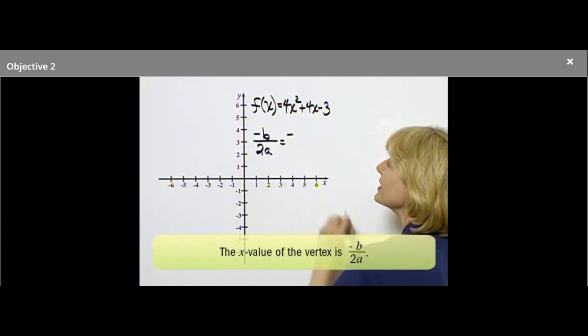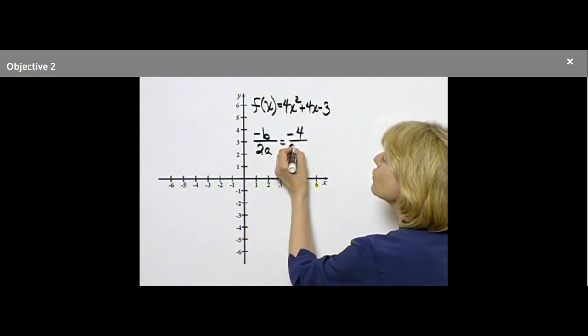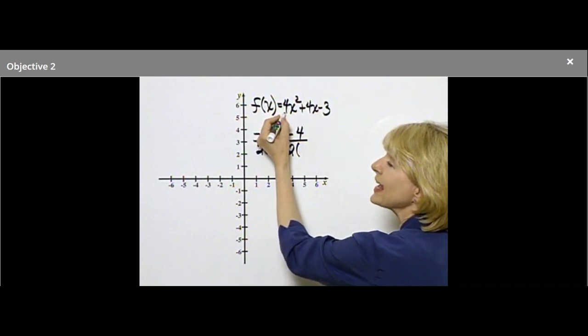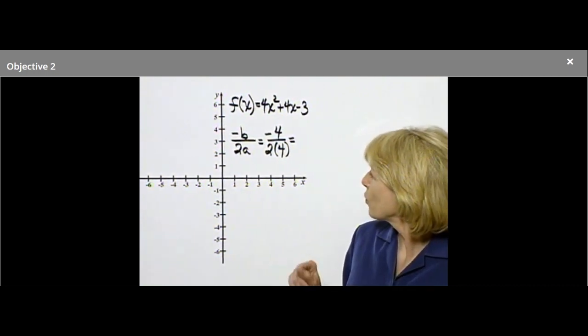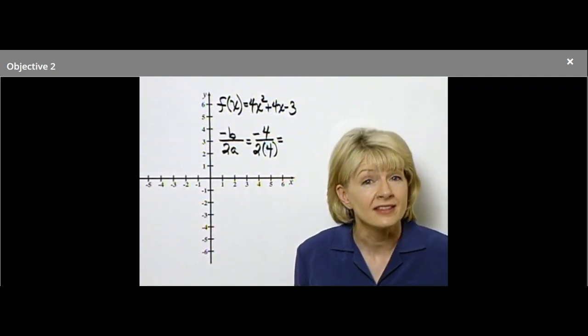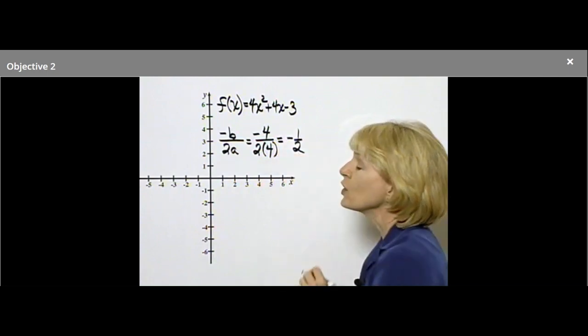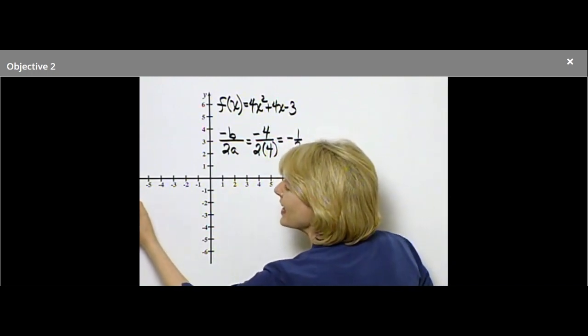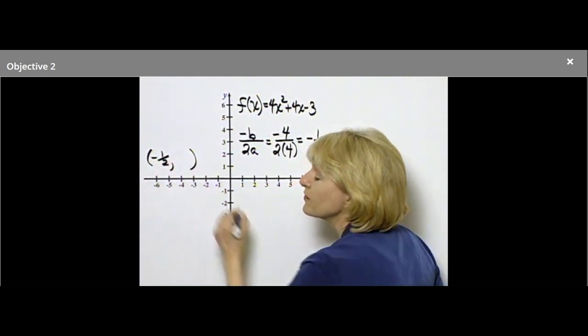So that's negative b, which is 4, over 2 times a, which is 4. That's negative 4 over 8, so that's negative 1/2. What is that so far? That is the x value of the vertex.